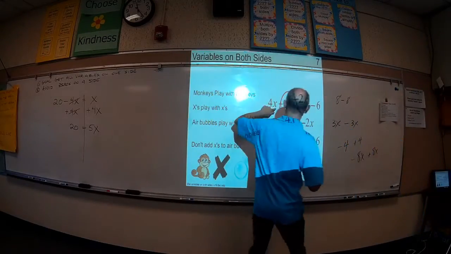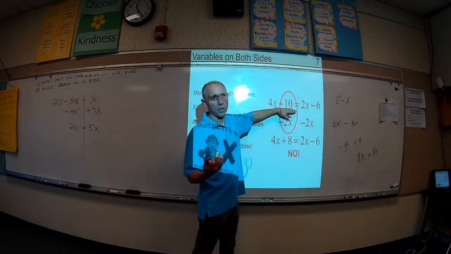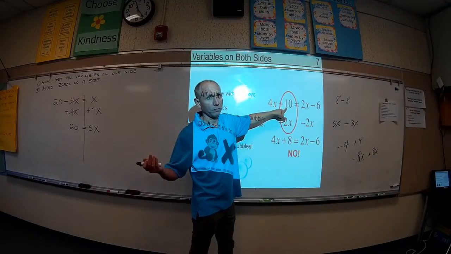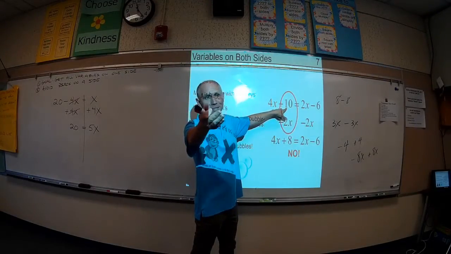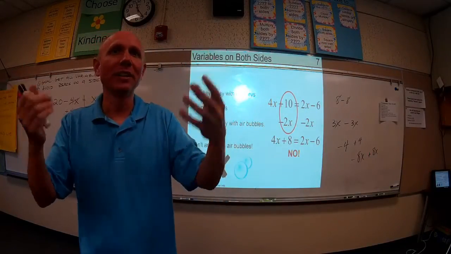So right here, notice I have an X, and I have something, it's a constant term. It doesn't have a variable with it. These guys without variables, I call them air bubbles. Their technical term is a constant, but imagine an air bubble. It doesn't have anybody.